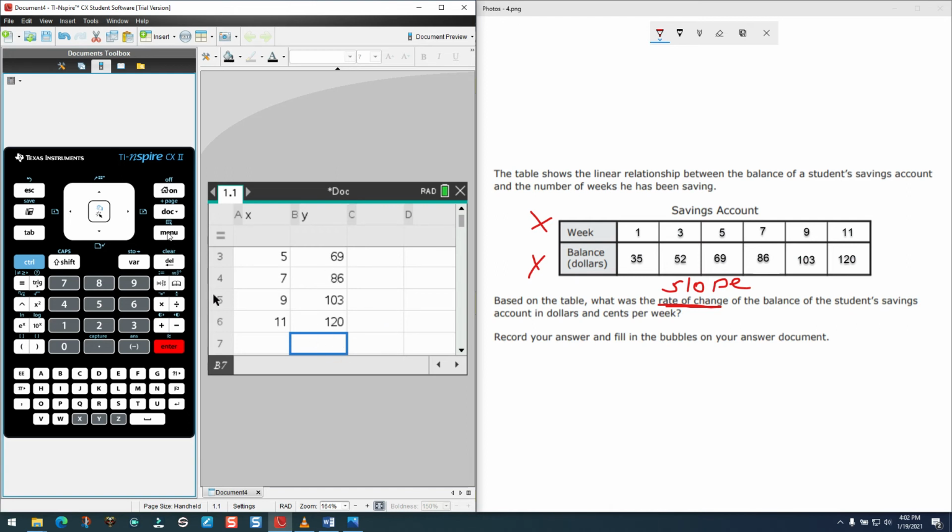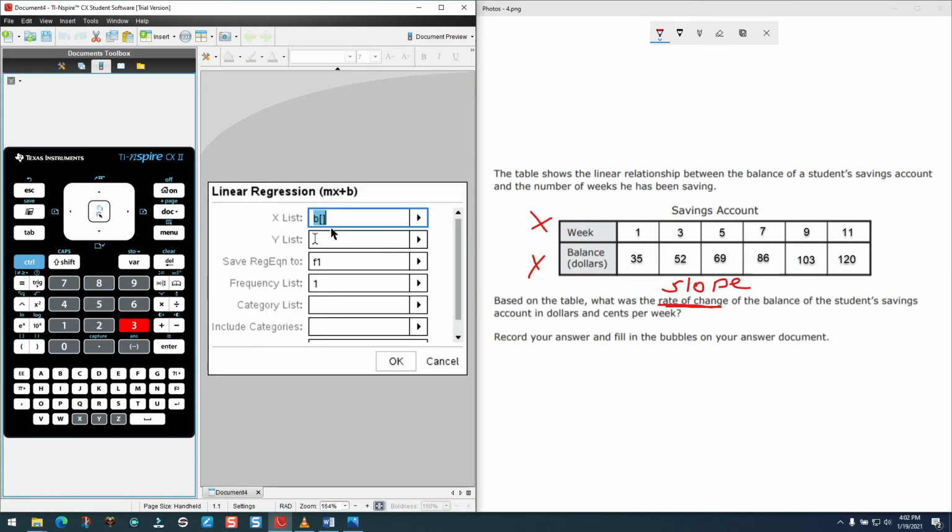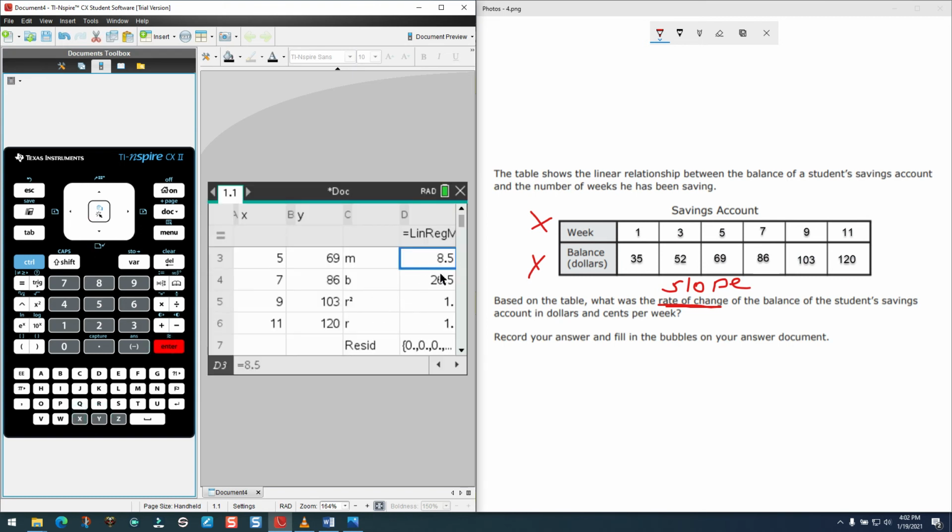And I'm going to type in menu 413. 1, 3. Where it says X list, I type in the X, and where it says Y list, I type in the Y. Enter, enter. And I get that my M, right, and I'll write it somewhere here, I get that M is equal to 8.5, and I get that B is equal to 26.5.